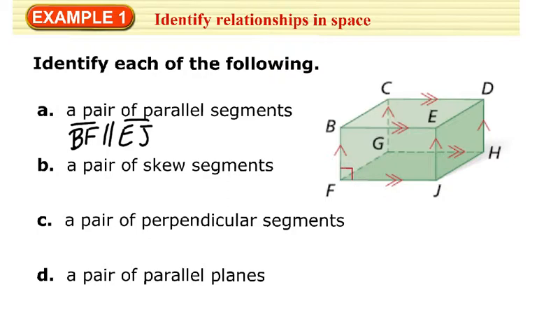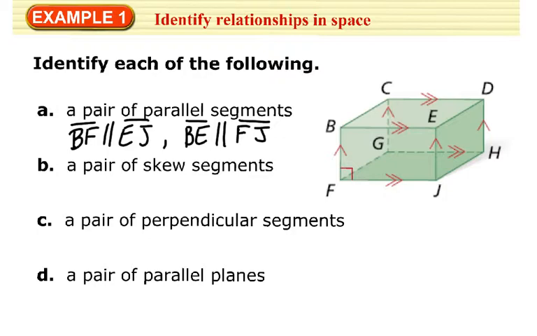Okay, let's do another pair of segments. How about BE is parallel to, well, it's parallel to a lot of things. BE, let's just say down here, FJ. Oops, not GJ. Okay, so there are a pair or two pairs of parallel segments.